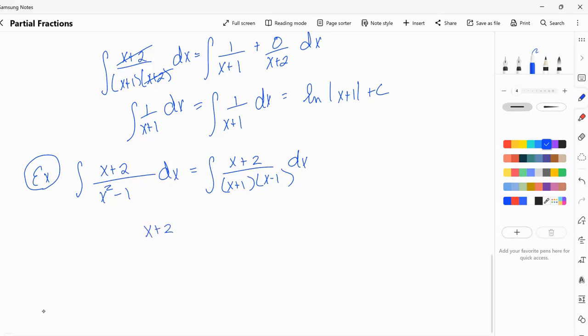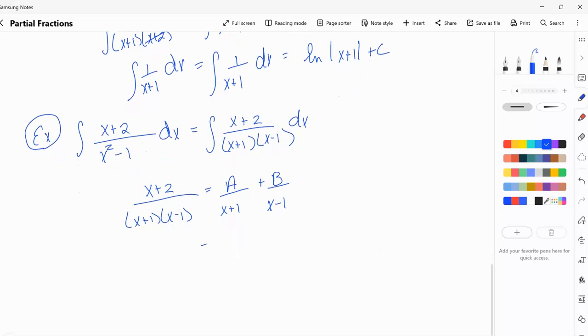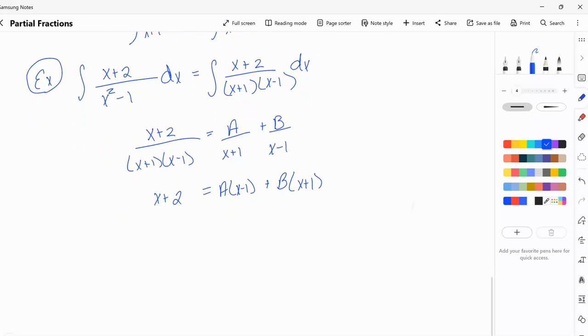I'm going to do it down here. (x plus 1)(x minus 1). So it's going to be A over x plus 1 plus B over x minus 1. So this fraction would be multiplied by x minus 1. This fraction would be multiplied by x plus 1. And for that to be equal to that, we have to compare numerators. So I'm doing a couple steps in one here.